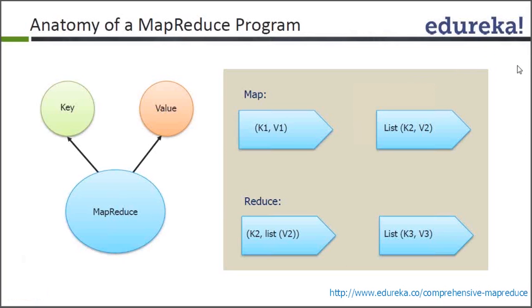The shuffler will ensure that all the values for the same key are brought together. So the input to the reduce would be a key and a list of values, and the reduce will do the aggregation. That is the anatomy of a MapReduce program that we have seen. I hope all of you have worked with it. Okay, today we are going to see how it works.